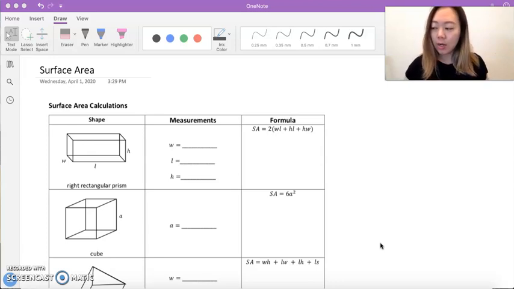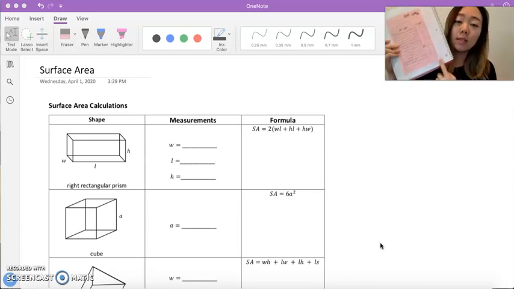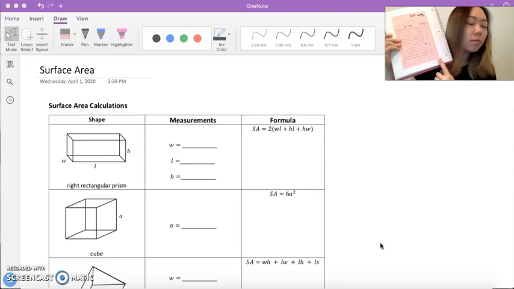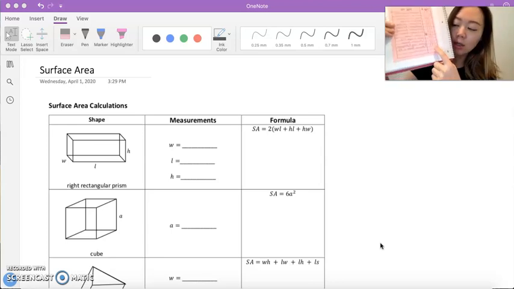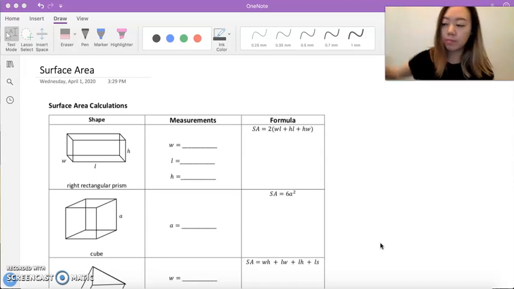So before we get started, don't forget to update your table of contents. This is actually the very last lesson for our geometry unit. So you'll go ahead and fill it in the very last row right here. And then we can go ahead and begin.